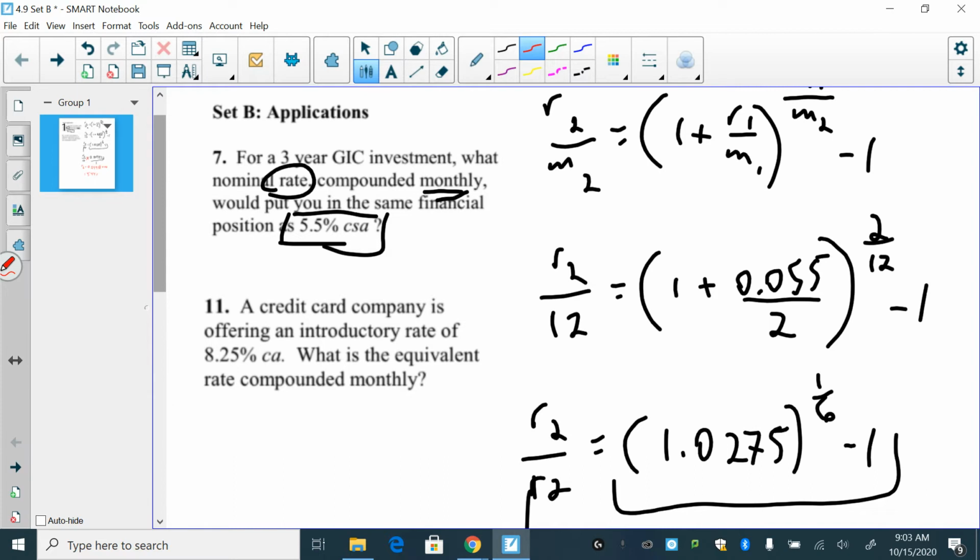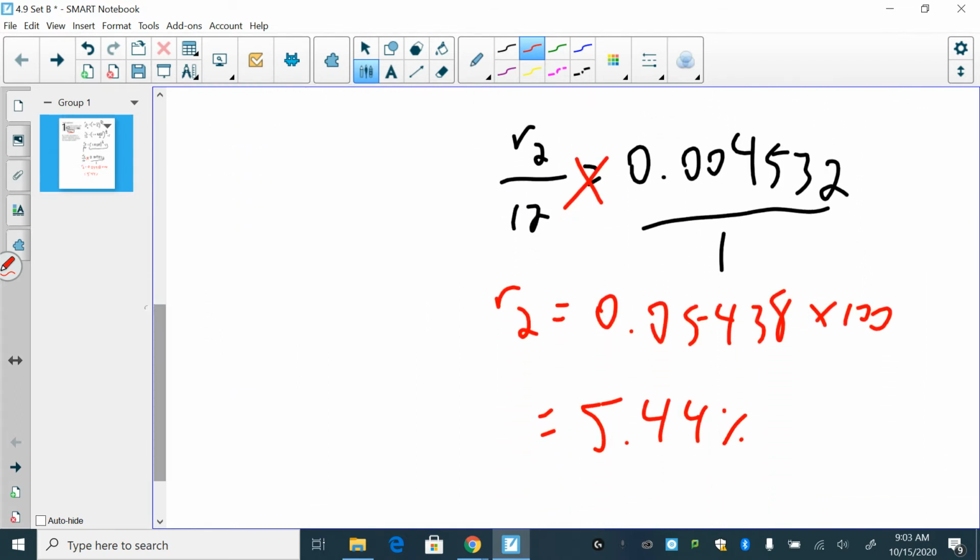So we're saying, let's just scroll down, scroll up. So originally I was getting charged 5.5% compounded semi-annually. It would be the same as 5.44% if it was compounded monthly. That's the same rate, using a different compounding period, monthly.